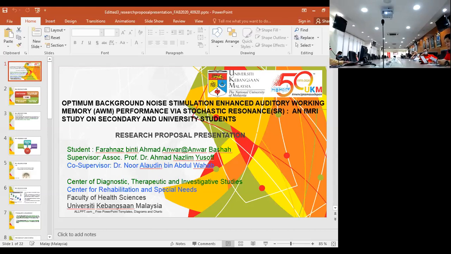For example, kenapa saya excluded female? Because female will have a different brain activation, AWM, so nak avoid, participants, so fokus pada male side.